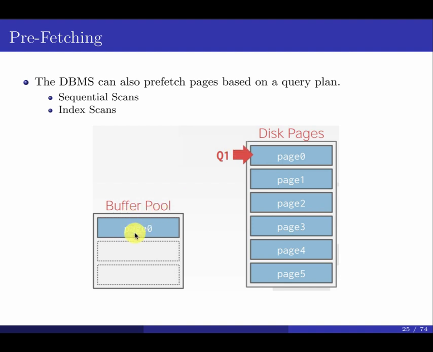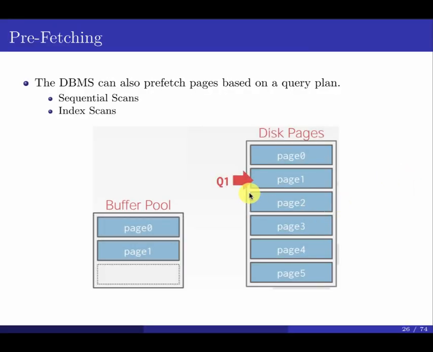Okay, process this page. Now query 1 says, okay, I need page 1 because I'm doing sequential access of the data. So you have to access 0, 1, 2, 3. In other words, you have to access the entire set of blocks, right? You fetch page 1, it does not exist, so you have to fetch it from the disk and put it in main memory.